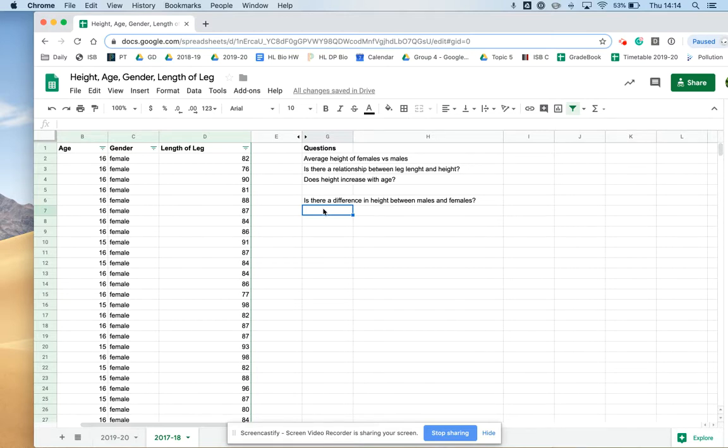So before you start anything, we need our null hypothesis and our alternative hypothesis. So our null hypothesis basically is this. There is no statistically significant difference between male and female heights. Okay. So that's the same there.